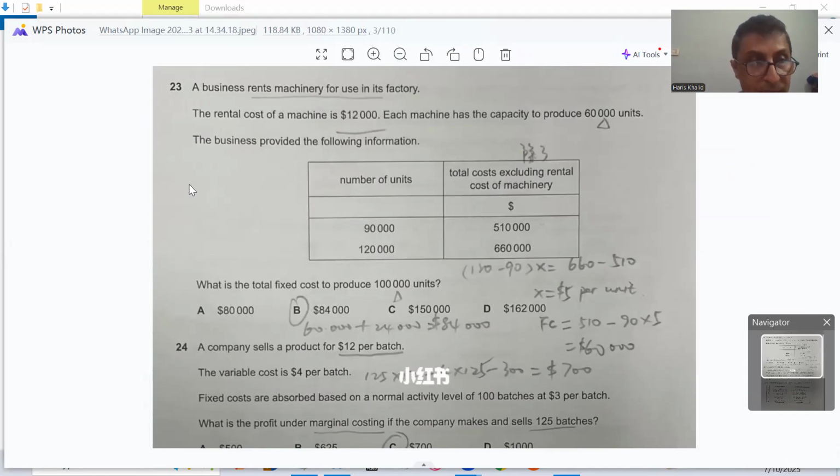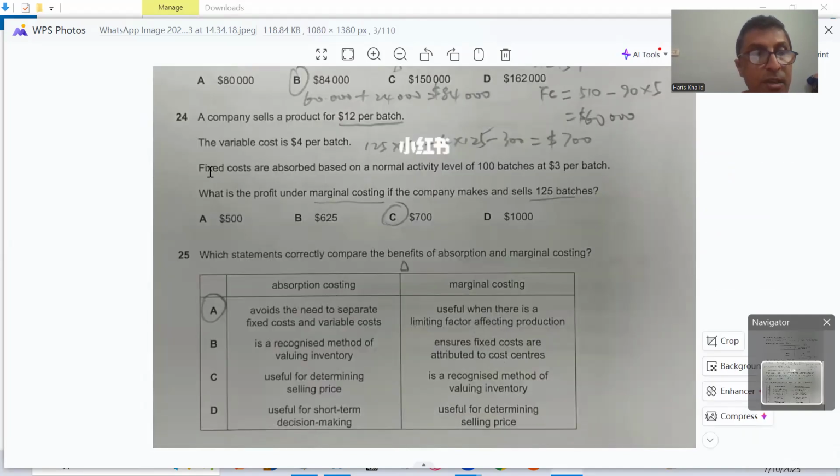Okay. A company sells a product for $12 per batch. The variable cost is $4 per batch. It means selling price minus variable cost, $8 per batch, is the contribution per unit per batch. Fixed costs are absorbed based on a normal activity level of 100 batches at $3 per batch. What is the profit under marginal costing if the company makes and sells 125 batches? Always remember that fixed cost in total does not change.